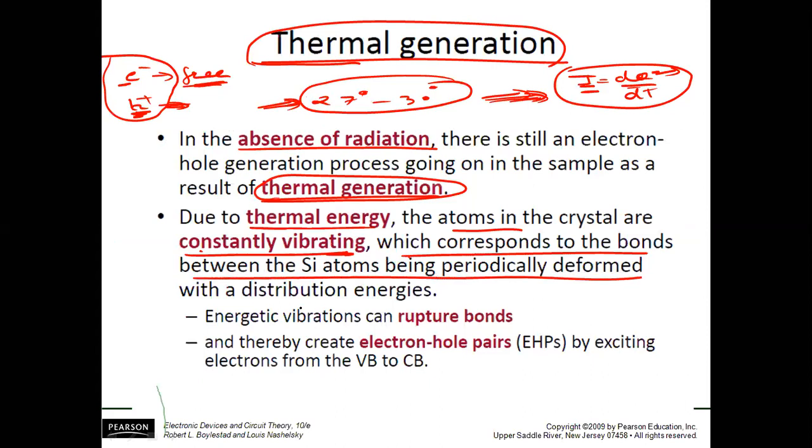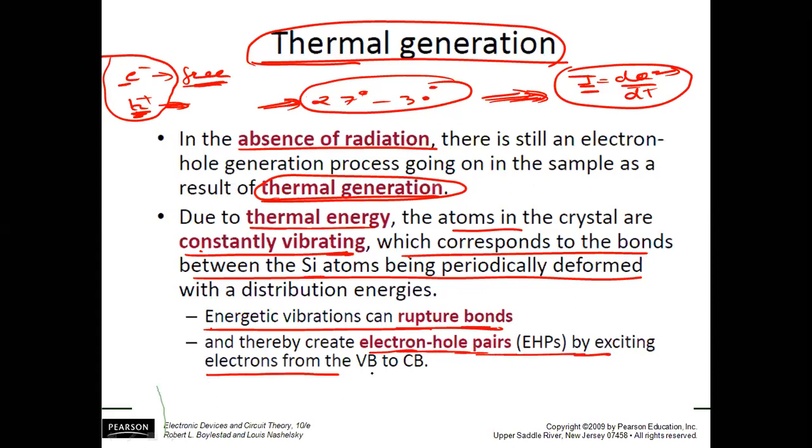Okay, you can imagine like you have two points where you have tied a thread, and now you are moving the two ends. If you fix one end and move the second end up and down, you can imagine that there will be a kind of sine wave generation in that thread. Okay, so if the atoms in the crystal are vibrating, it is obvious that the bond between them will also vibrate. And if this vibration is very large, it can result in a rupture of the bond. Okay, and hence an electron and hole pair can generate.